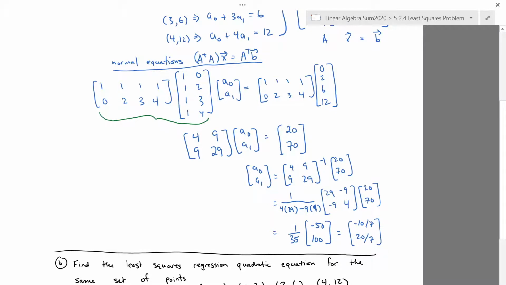Okay. So, what do we have? Right, so a0 is equal to negative 10 over 7, and a1 is equal to 20 over 7. So we get that our regression line y hat is equal to negative 10 over 7 plus 20 over 7 x.